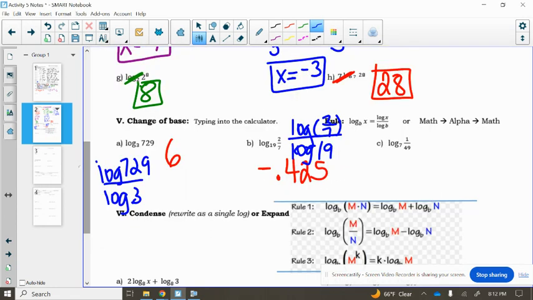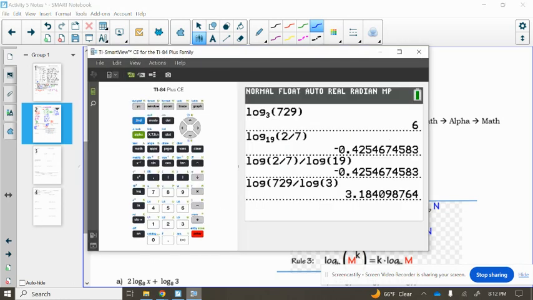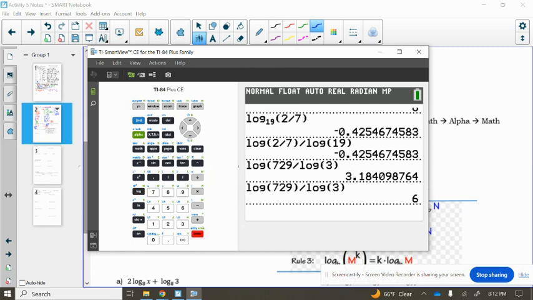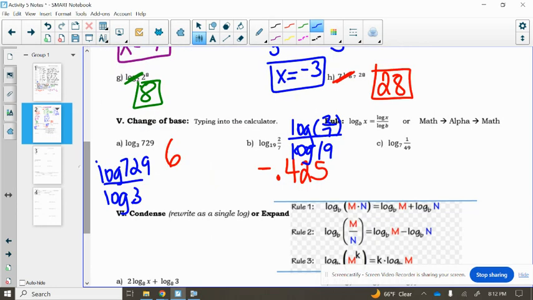Again, we should get, I did not close my parentheses. Make sure we close the parentheses on this. Log 729 divided by log of 3. You can see why these are so important. We get that value of 6. Okay. We will work much more with these in class, but thanks everyone for watching.